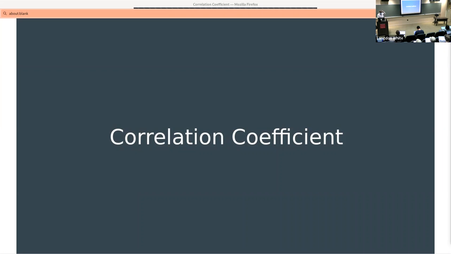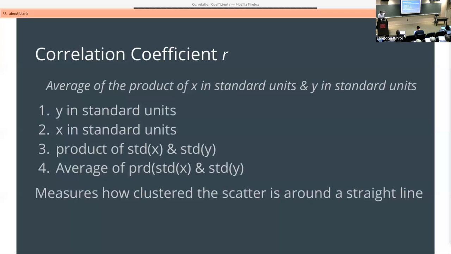All right, so correlation coefficient. We talked about this last time. We refer to it as R normally, and this is how you calculate it. You take y in standard units and x in standard units, then take the average of the product of x and y in standard units.